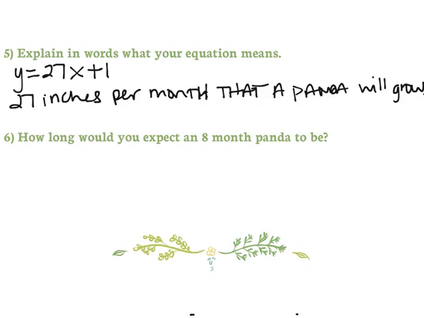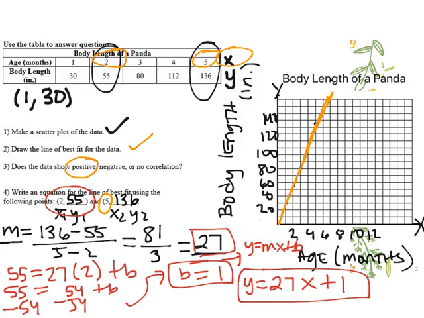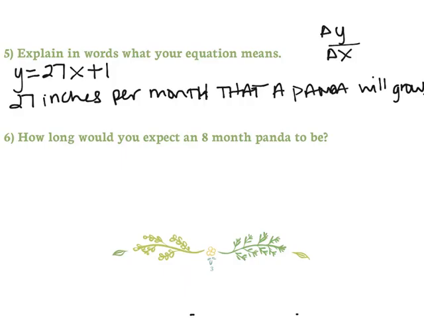So again, how I knew that was 27 inches per month. Remember, you have your change in your y over your change in your x. So when we look back here, our y value was the body length in inches, and then our age in months. So remember, in order to put 27 as a fraction, we always have it over 1. So the y value, again, was our inches, and then our months were below here. So that's why it's 27 inches per month. That's how much a panda will grow.